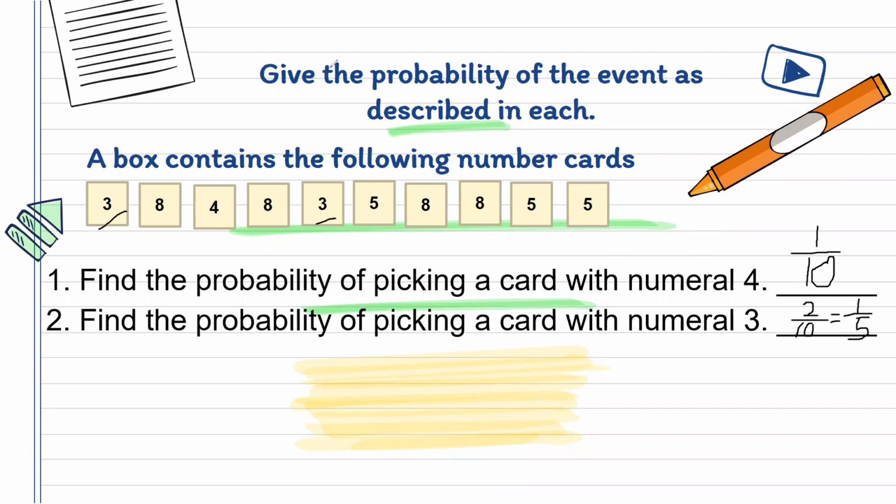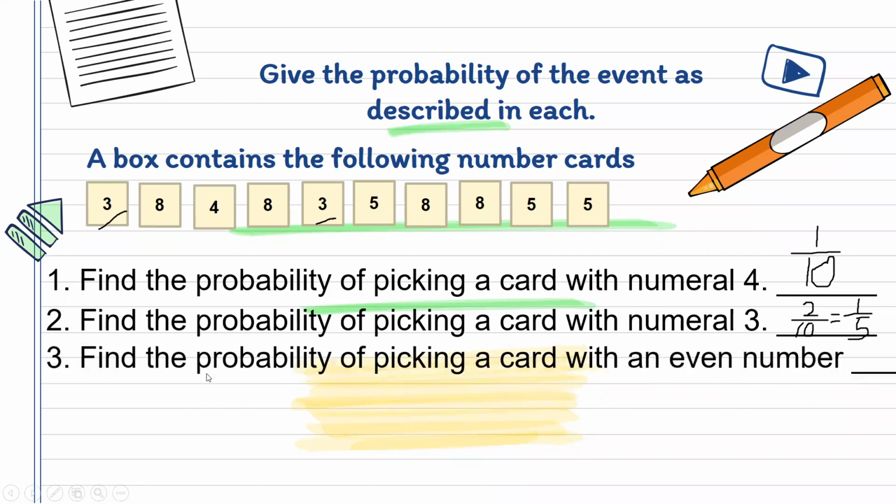Okay. Next example, number 3. Find the probability of picking a card with an even number. Okay, before we start, what is an even number? So even numbers are numbers that end with 0, 2, 4, 6, and 8. So let's count the even numbers here. 1, 2, 3, 4, 5. So we have 5 even numbers. So the result should be 5/10, right? So the total outcome is 10. So 5/10, or you could simplify it as 1/2.